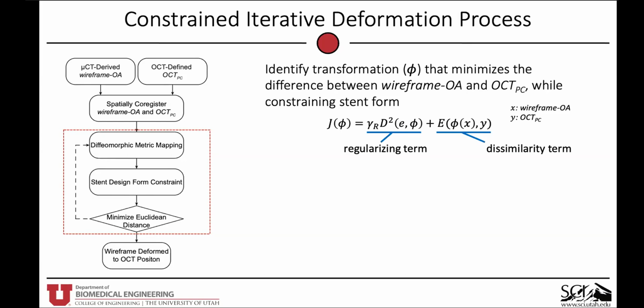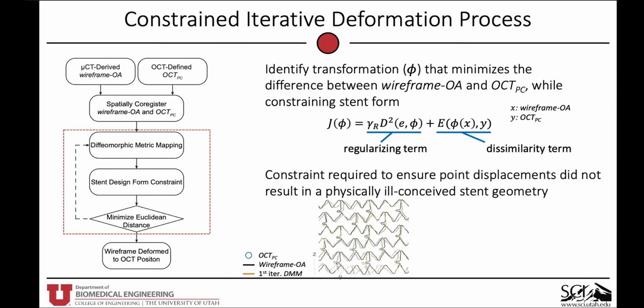But this process can be thought of as our stent being a viscous fluid, and we allowed it to flow or deform to match that OCT point cloud. And this parameter gamma here actually controlled that viscosity. I'm not going to go into a lot of the details, but these diffeomorphic mapping processes have several terms embedded in the dissimilarity and regularizing term. And we used Monte Carlo analysis to perform a multimodal parameter sweep across these terms and really tune it for our problem of interest.